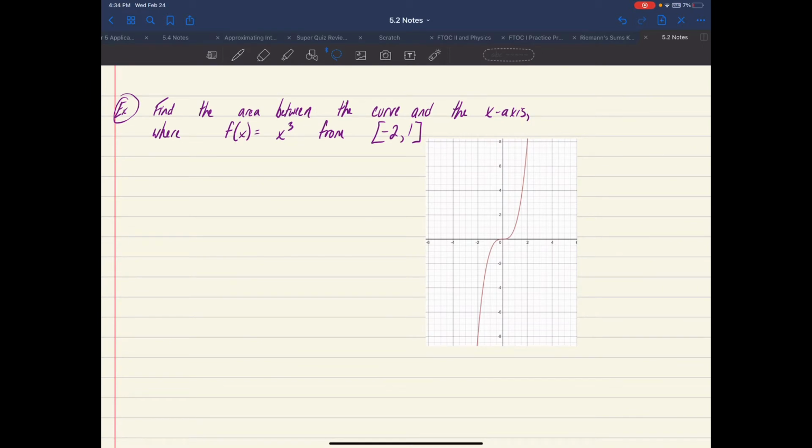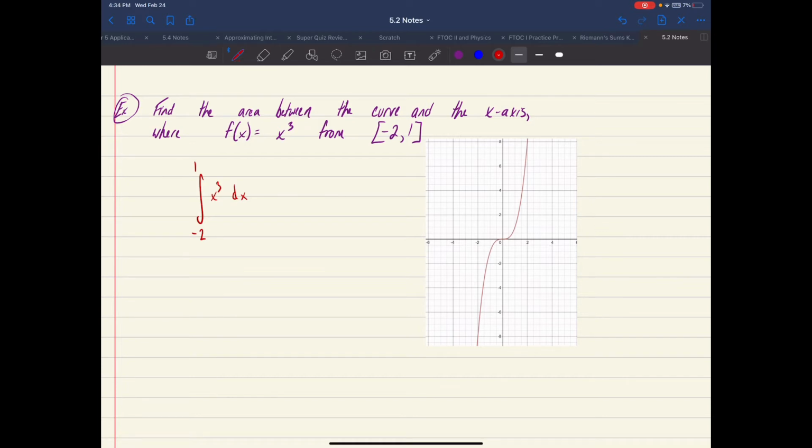Okay, so in this example, find the area between the curve and the x-axis where f of x is x cubed from -2 to 1. We're going to set up an integral, and let's just do that first because that's the point of this. So we're going to have the integral of x cubed dx from -2 to 1. You're always going to put your lower bound in the lower and the upper bound in the upper.